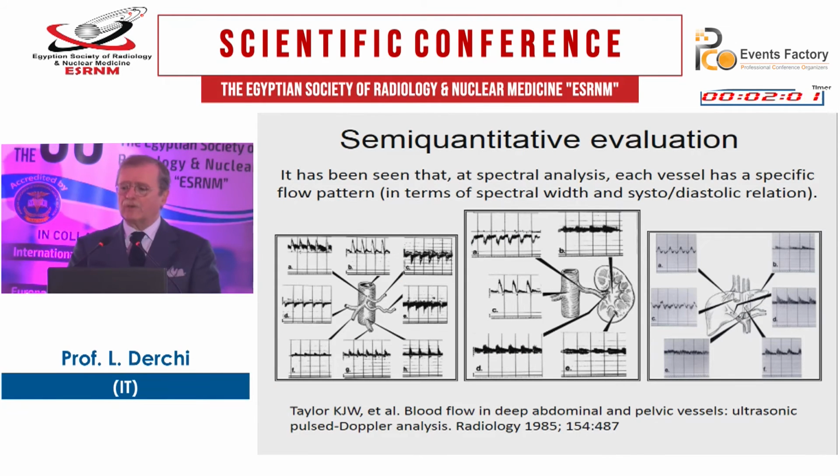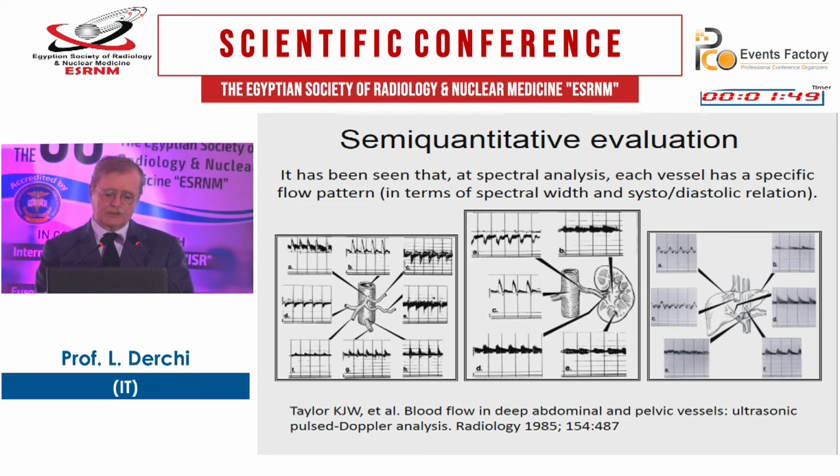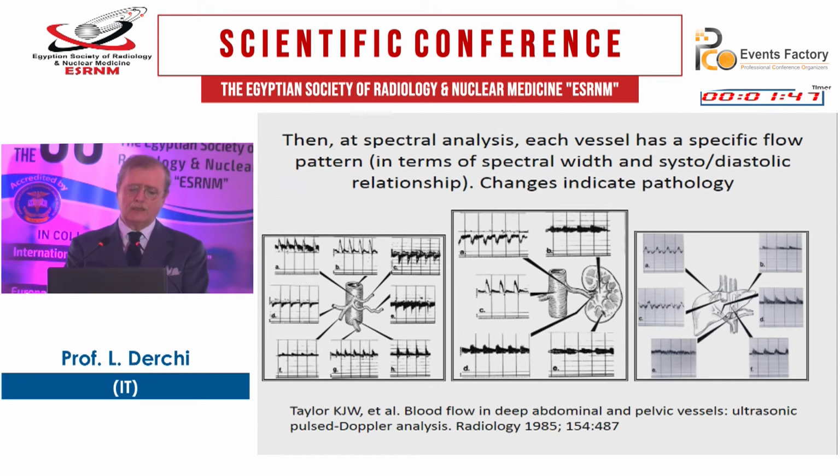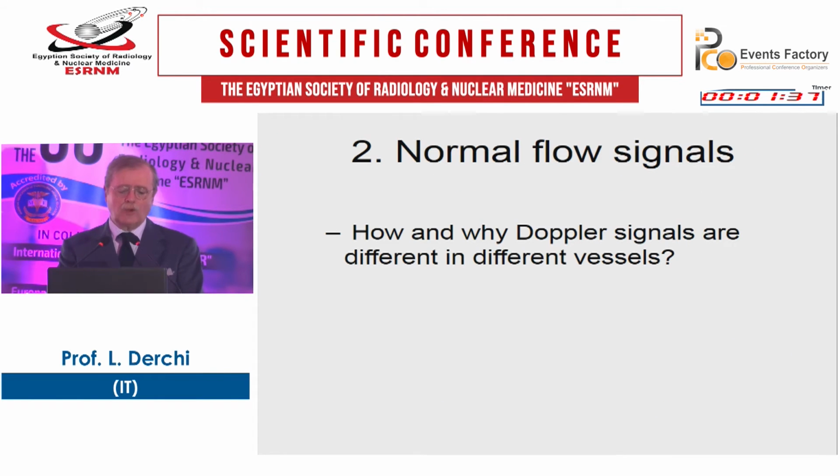Furthermore, semi-quantitative evaluation. It has been shown that at spectral analysis, each vessel has a specific flow pattern in terms of spectral width and systo-diastolic relationship. Then, each vessel has a specific flow pattern, and changes indicate pathology. But how and why are Doppler signals different in different vessels?